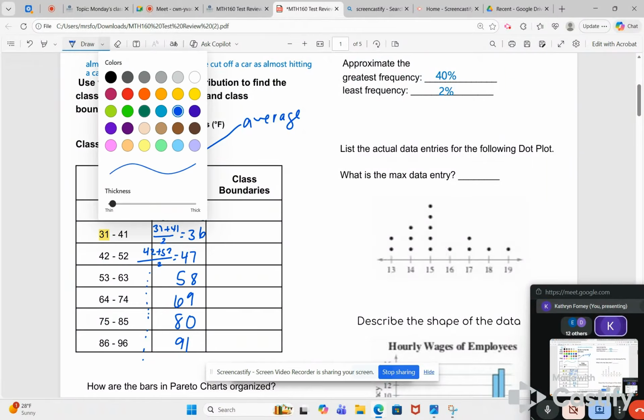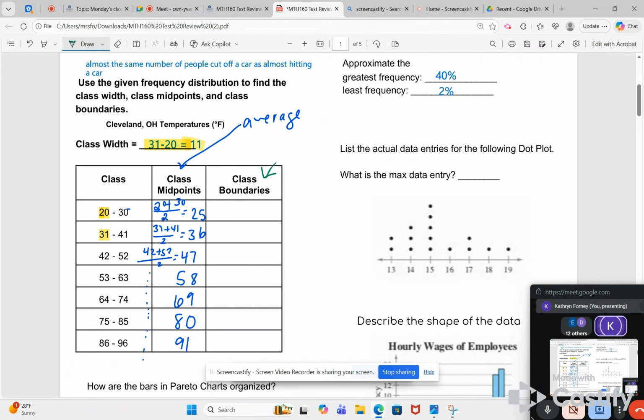So now, to find your class boundaries, you ask yourself, well, what is between 30 and 31? 30.5. Now, before 20 would be 19.5. All right, so now here, the class boundaries, we would have 30.5, 41.5. Then it would be 41.5 to 52.5.